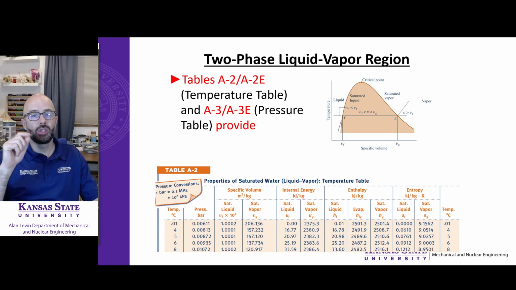Okay, now let's look at the two-phase liquid vapor region. Now we're somewhere in there. We're not all liquid. We're not a vapor. We have to figure out what's going on. And you can see how this table is going to work out for us in that case.